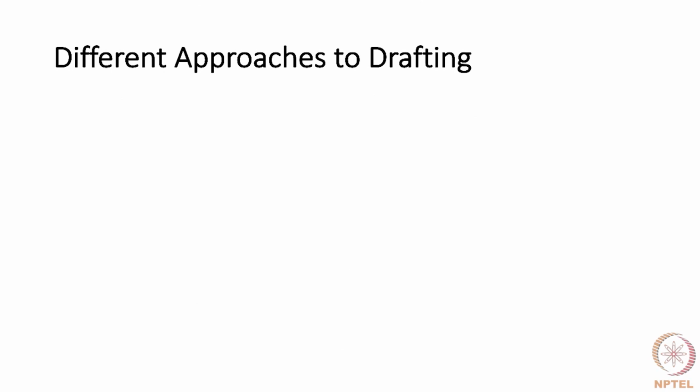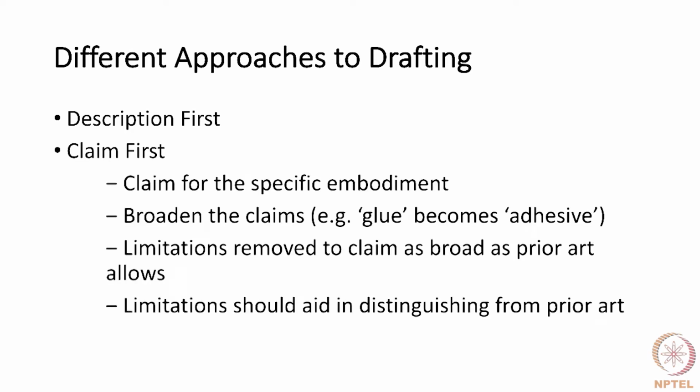Now there are different approaches to drafting. One approach is to draft the claim first. So you look at the invention, describe it, so you first draft the claim and then you fill in the descriptive part. The other approach is to draft the description first. The description is first drafted, and then from the description the claim is crafted out of it.